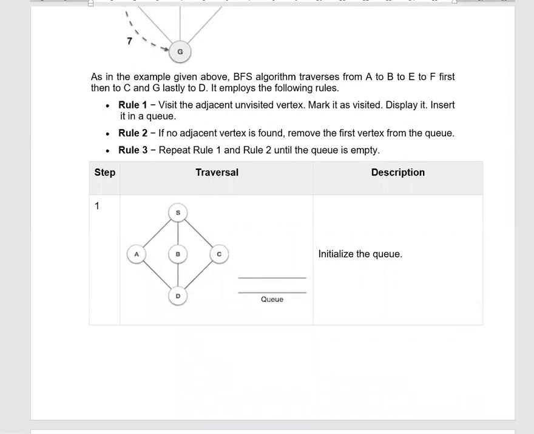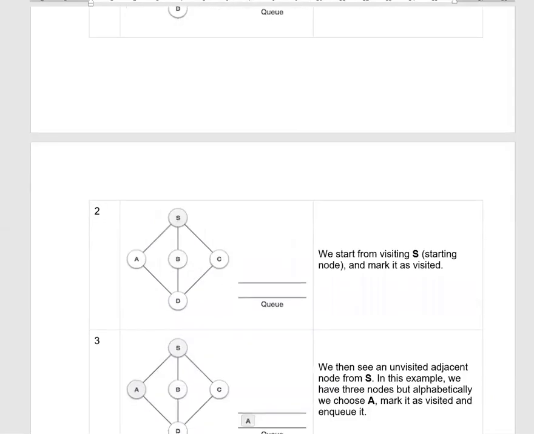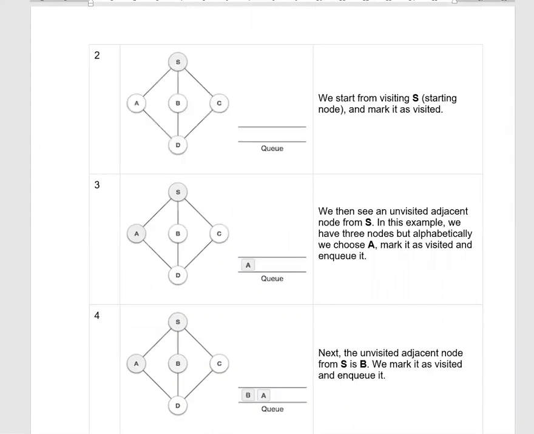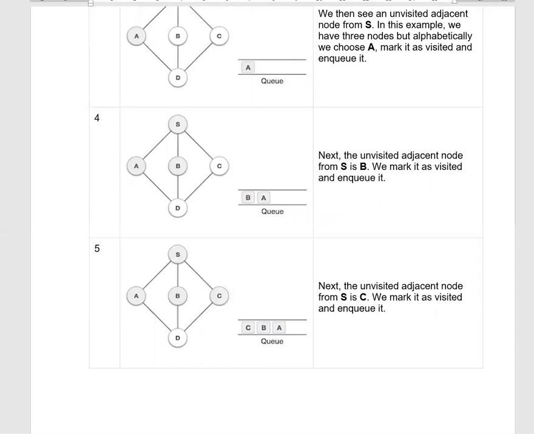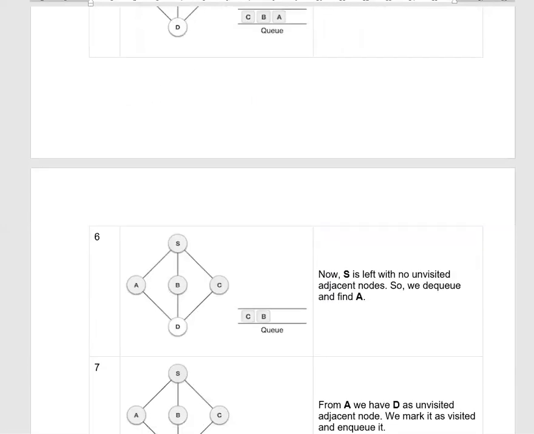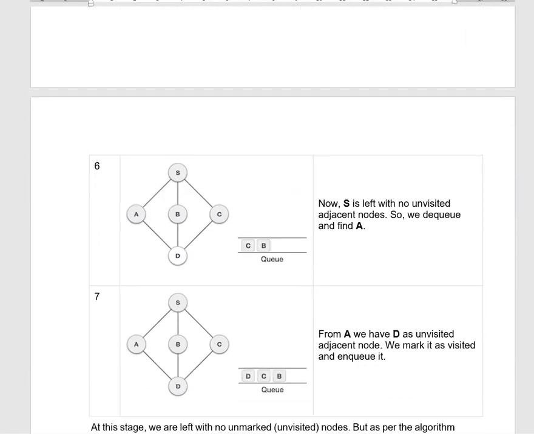So firstly initialize the queue, then put S into it. First we traverse S, after S there are nodes, that's why we traverse A. After A we traverse B and put it in inserting order. So after A there is B, then after B there is C, and after C we dequeue, because we find that S is left with no one to visit, because A is traversed by S, so that's why we dequeue S. Sorry, A. Now from A we have D as unvisited adjacent. Okay, so we mark it visited and put it in the queue.